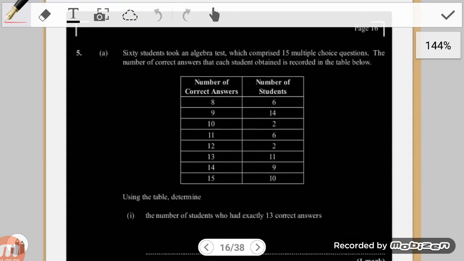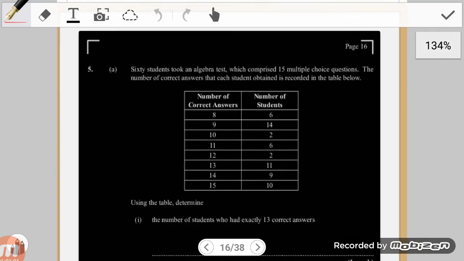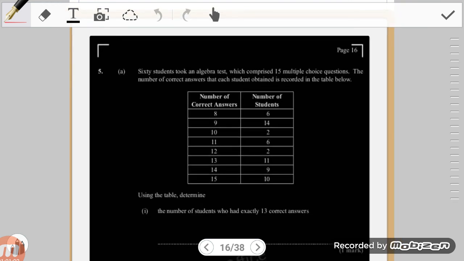Alright, so question number 5 here. 60 students took an algebra test which comprised 15 multiple choice questions. The number of correct answers that each student obtained is recorded in the table below. So on the left we have the number of correct answers, and on the right we have the number of students who got those correct answers.